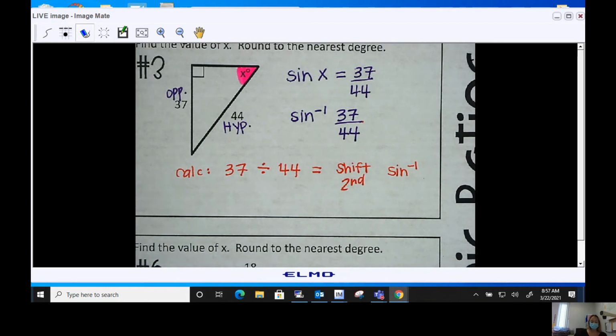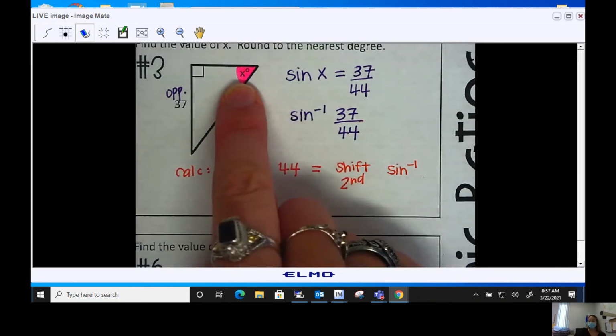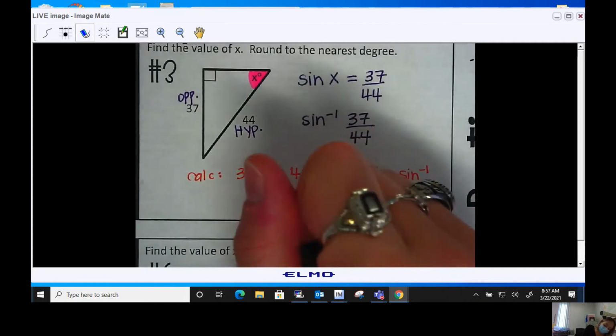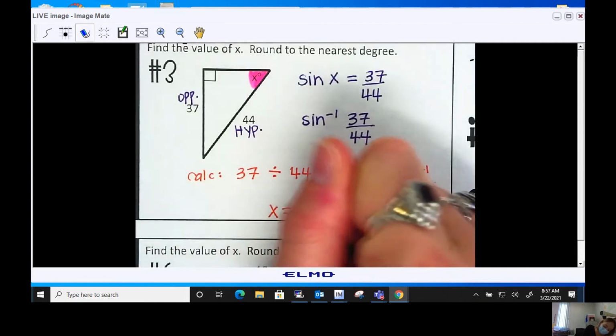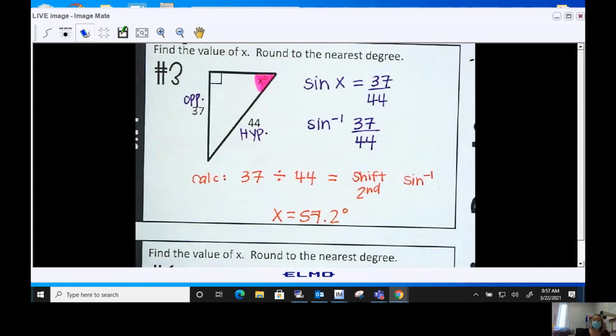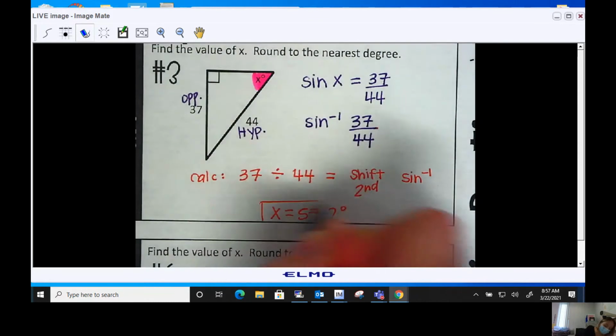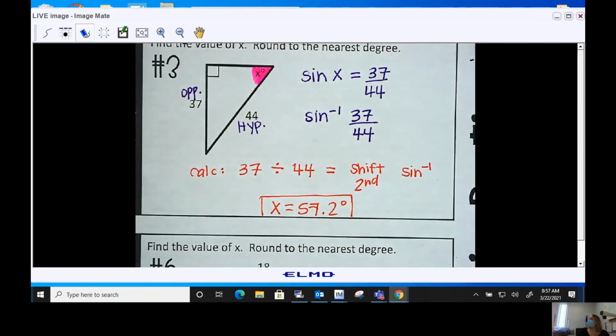57.2 degrees. Good. So this angle right here, x, is 57.2, and I put degrees because I'm talking about an angle measure. So the only hard part about this one is, can you put it into your calculator the right way?